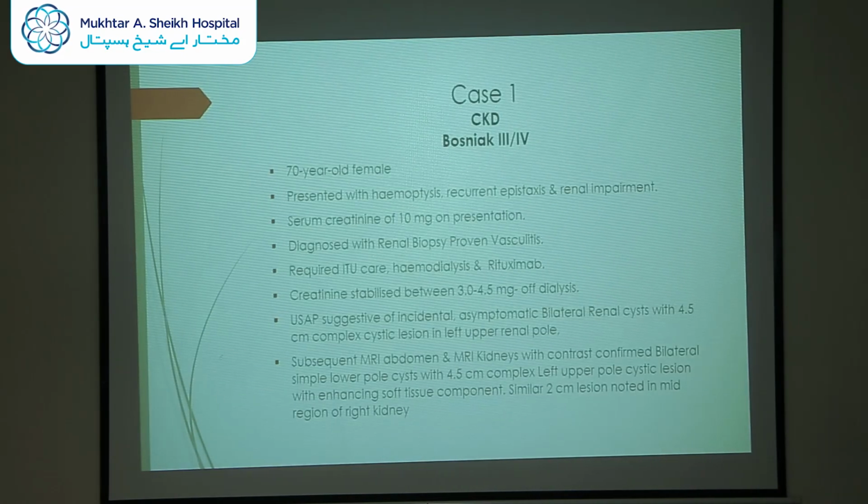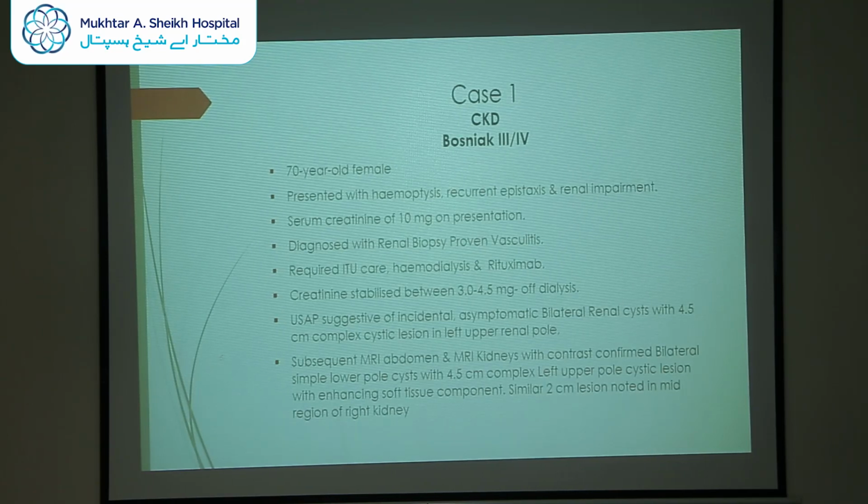Case 1: the patient is a 70-year-old female who presented with hemoptysis, recurrent epistaxis, and renal impairment. Serum creatinine level was 10 mg on presentation, diagnosed with renal biopsy proven vasculitis. She required ICU care, hemodialysis and rituximab. Creatinine stabilized between 3 and 4.5 on maintenance dialysis.